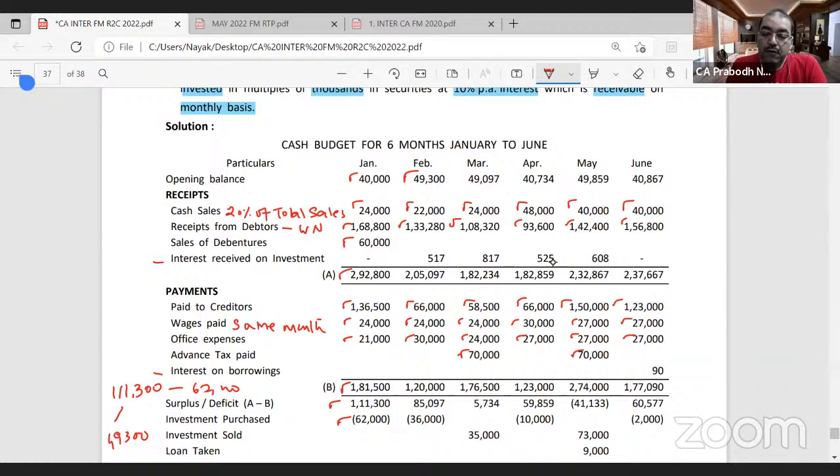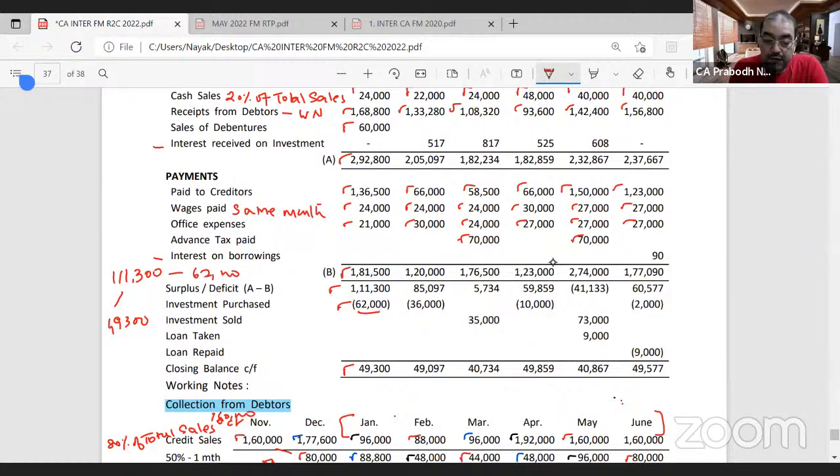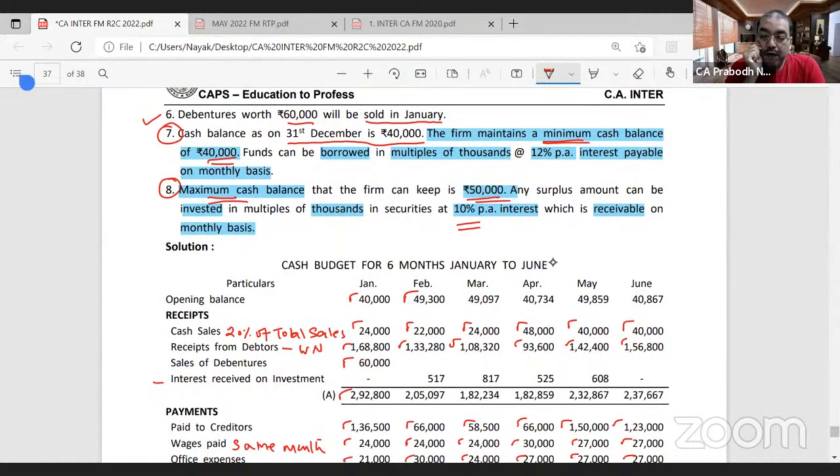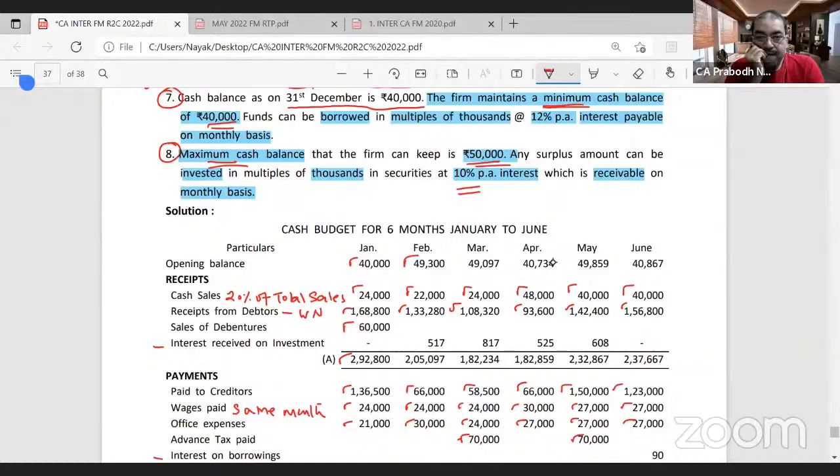Now, 49,300 is my opening balance, and 62,000 I have invested. What is my return on investment? 10% per annum. So 62,000 into 10% for 1 month. What is my interest? 6,200 divided by 12 comes to 516.67, so I take it as 517. So I will be writing interest on investment. That is 62,000 into 10% divided by 12.